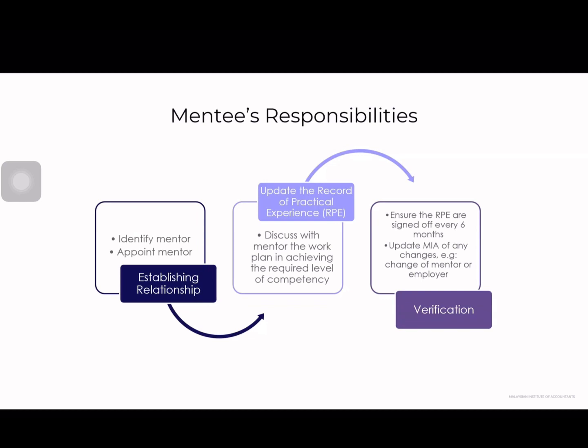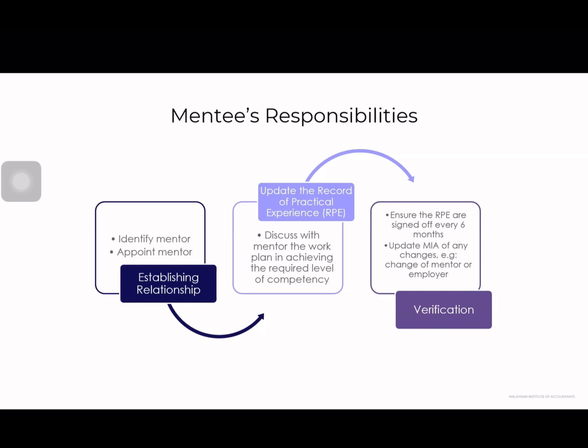But in that portal they have the RPE. RPE is a Record of Practical Experience. You as a mentee must be disciplined. At your first meeting you update it, all online, and post it to your mentor, and your mentor also must be disciplined. They have to approve.